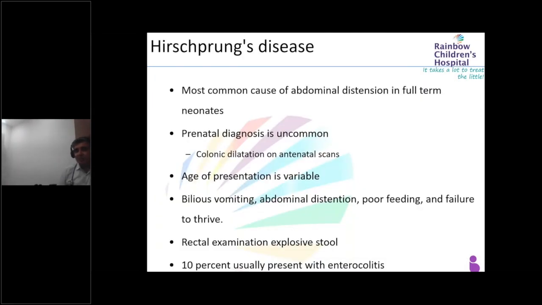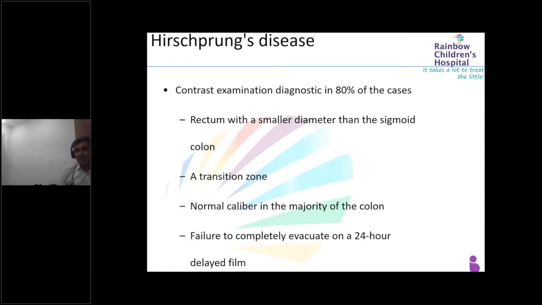Hirschsprung's disease is the most common cause of distension in full-term neonates. The prenatal diagnosis is slightly uncommon, but fetal medicine specialists can see colonic dilatation on antenatal scans. The age of presentation is very variable. Newborns usually present with bilious vomiting, distension, poor feeding, and failure to thrive. Characteristically, on rectal examination, explosive stool comes out, and 10% of them, as I mentioned, can present with enterocolitis.